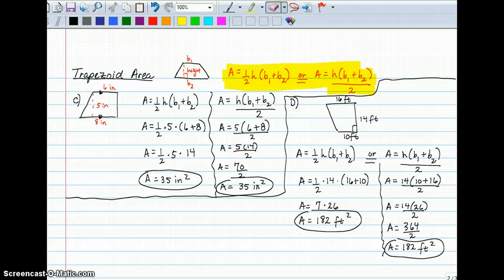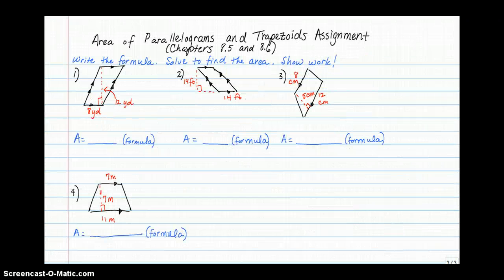Now, we're going to move on. Okay, this is the actual assignment for the area of parallelograms and trapezoids. Again, chapters 8.5 and 8.6. There are other things in there, like when you have to find a missing side, as well as word problems. But for now, we're just going to review what you know already.